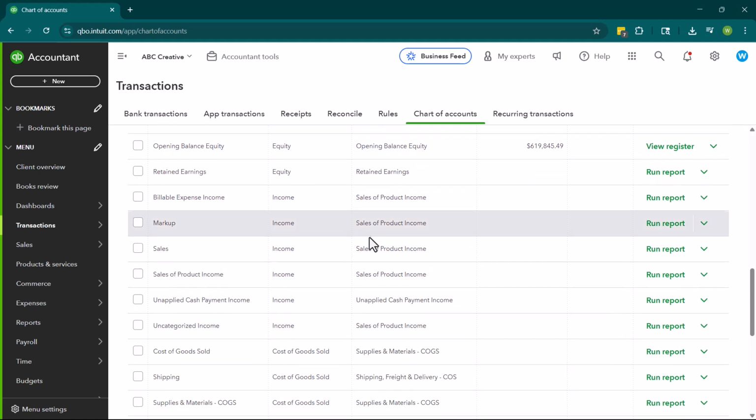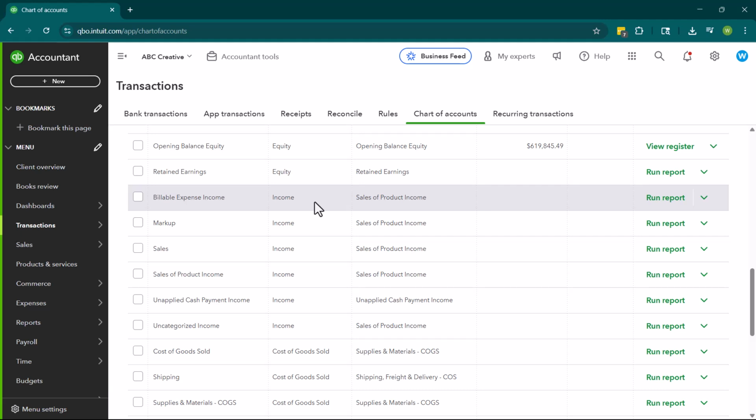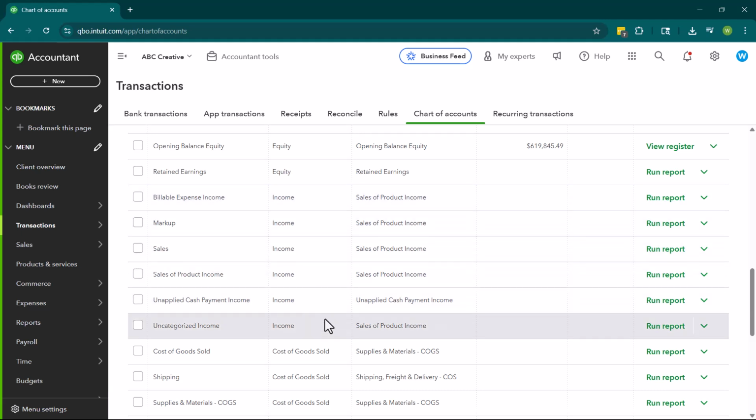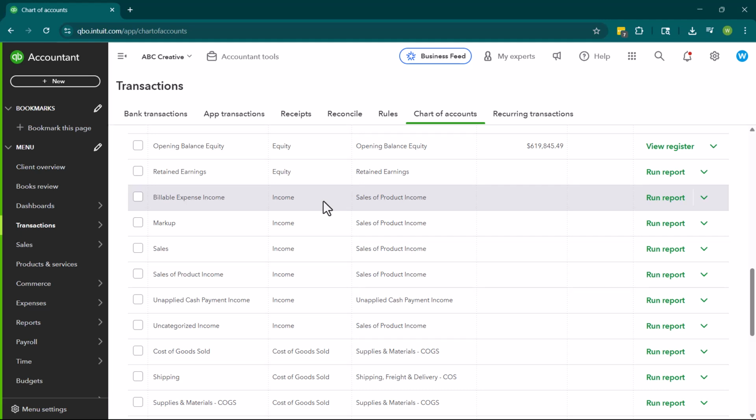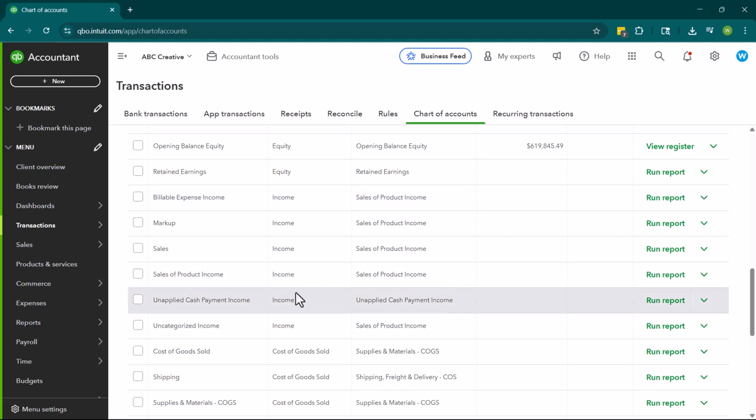Now, when it comes to income, you'll see that QuickBooks has given us a couple of different income accounts here. It has given us billable expense income, markup, sales of product income, unapplied cash payment income, and uncategorized income. So we've got lots of different income sources here. I want to go over really quick the unapplied cash payment income and uncategorized income. These accounts are used in QuickBooks Online for some different things. We probably don't want to get rid of these, okay?